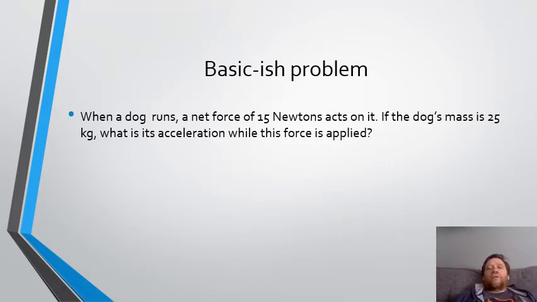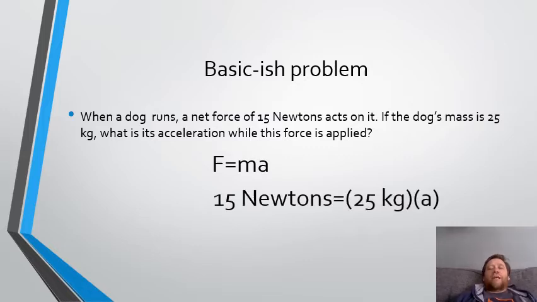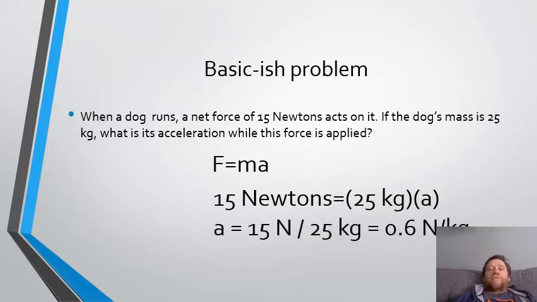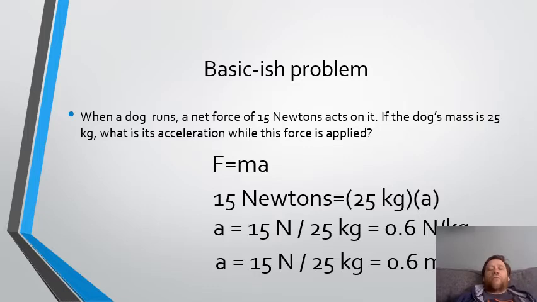For this one, when a dog runs, a net force of 15 newtons acts on it. If the dog's mass is 25 kilograms, what is its acceleration while this force is applied? Well, we're going to start with the equation again, F equals ma. But this time they tell us the net force, which we put in as 15 newtons. We put in the mass as 25 kilograms times a. This time we're going to have to divide, not multiply. So we're going to take the 15 newtons and divide it by 25 kilograms. We get 0.6 newtons per kilogram, which, as long as we stuck to the same units we had before, will be meters per second squared.